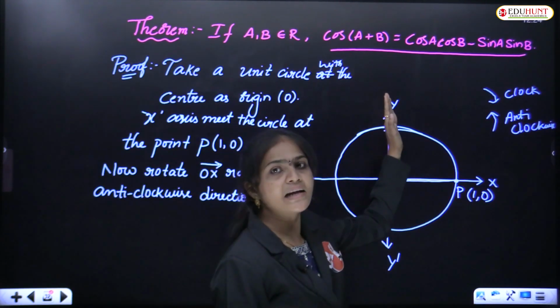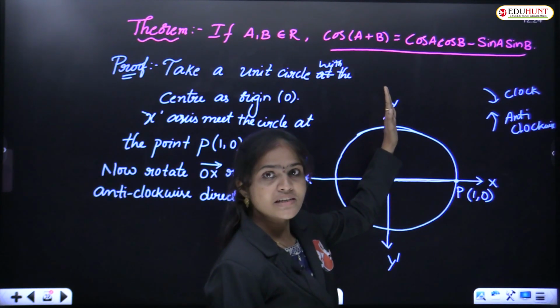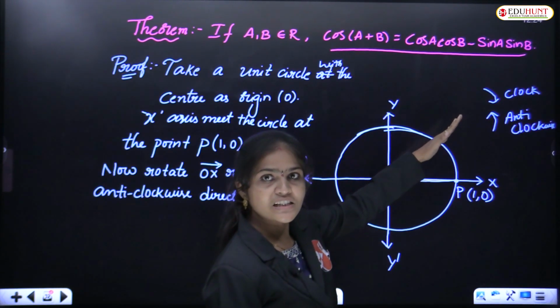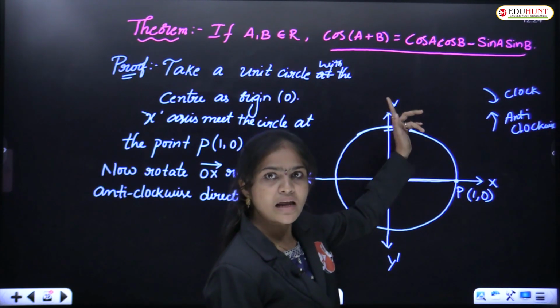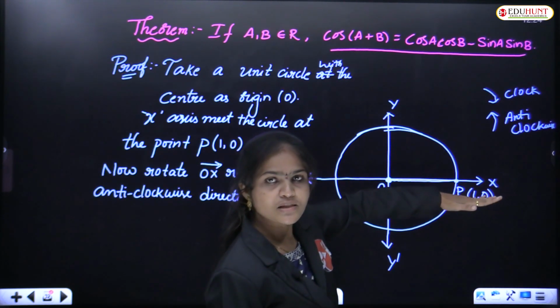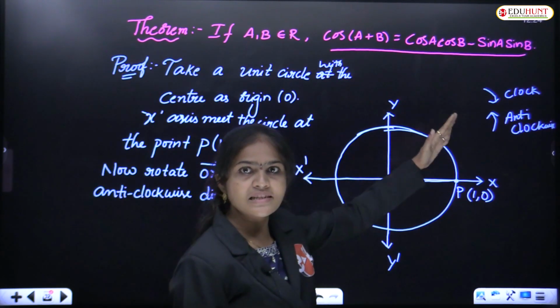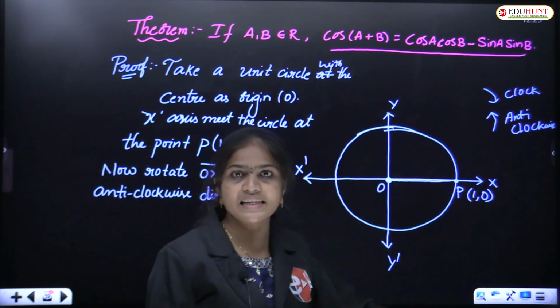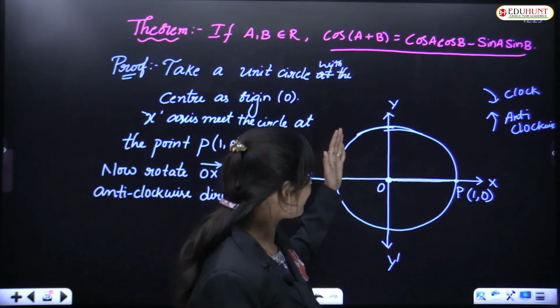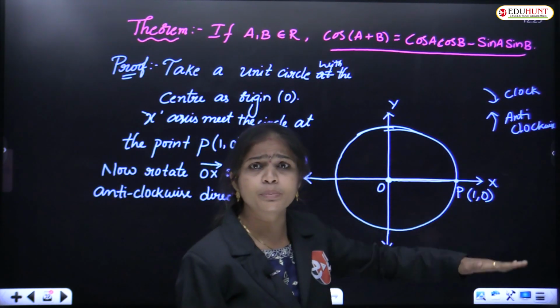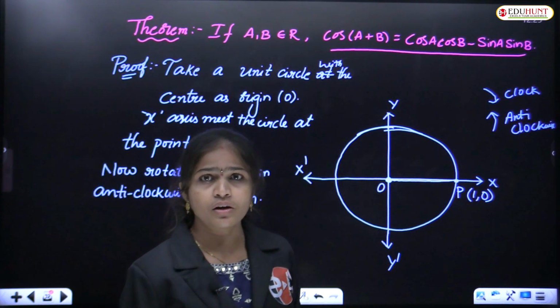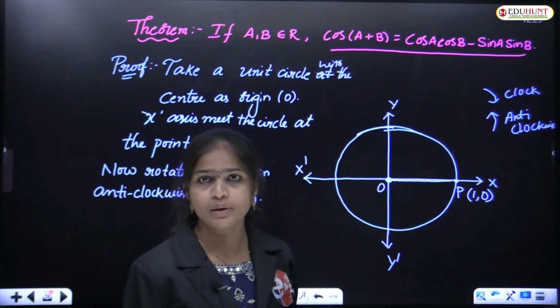If you rotate in clockwise direction, then you will get negative values. Why? Because this is 90 degrees, we know that. If you rotate in clockwise direction, this is 60 degrees. So 90, 60, then 0, that is in decreasing order. So the value of the angle is in decreasing order here, and decreasing order means a negative angle.